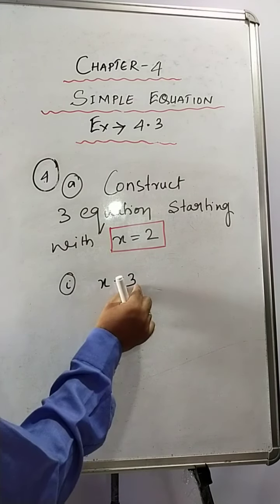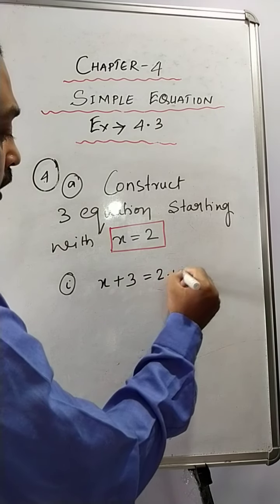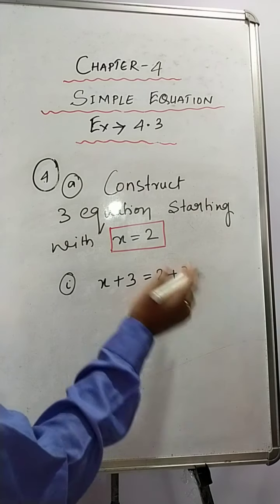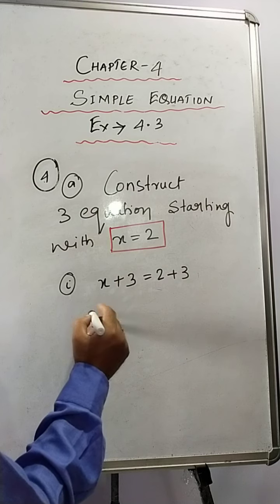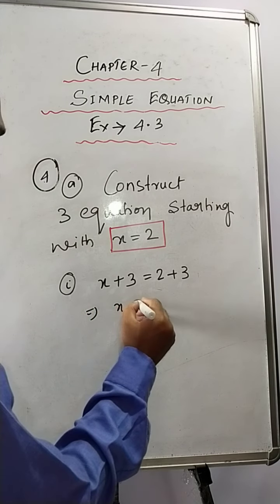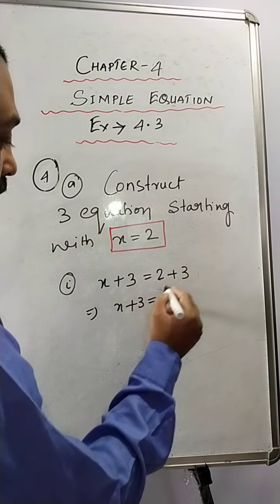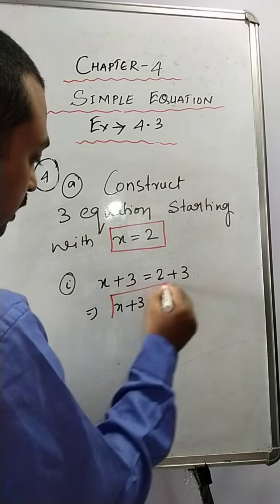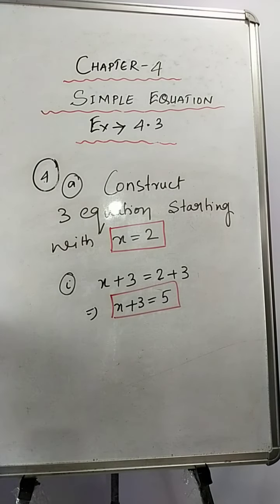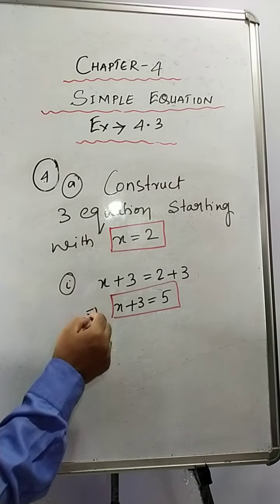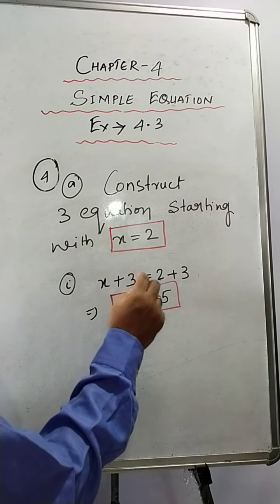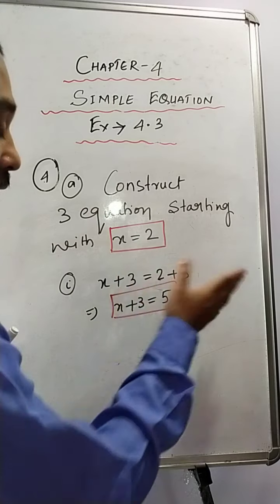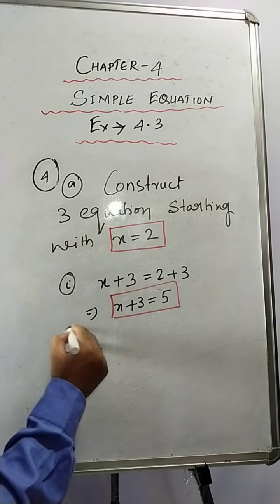Okay, so we have selected 3. So I have added 3 with x. Same thing I will do on the right hand side also. That is with 2 also I have to add 3. So what is the final thing that we'll get? x plus 3 equals to 2 plus 3 is 5. So this is the first equation which I have constructed from this equation. Okay, how? By adding any number to both the sides. Okay, now how to get equation number 2?